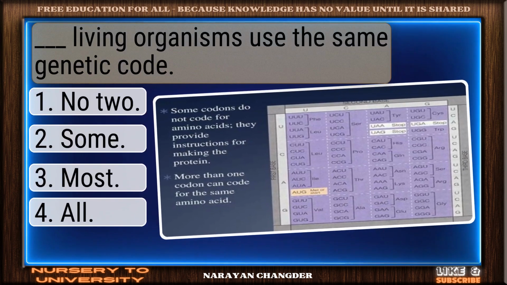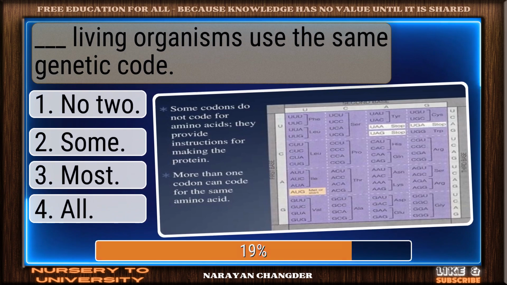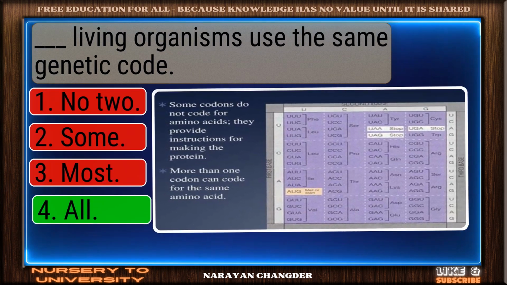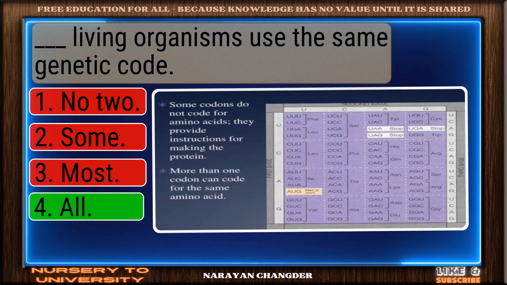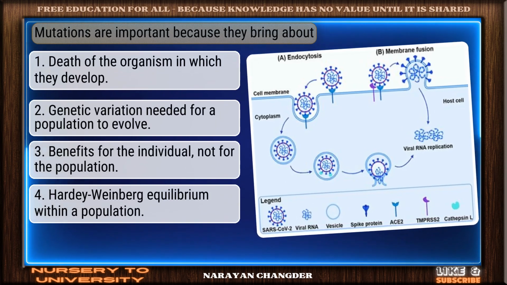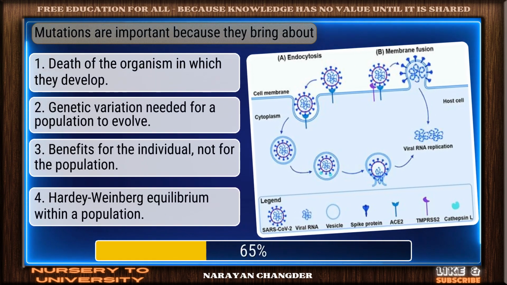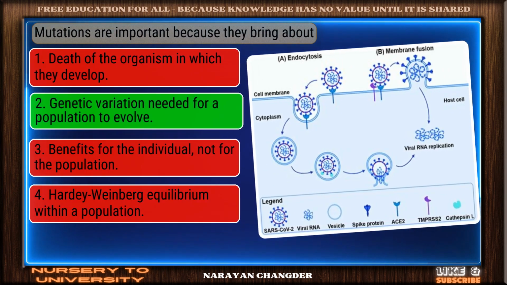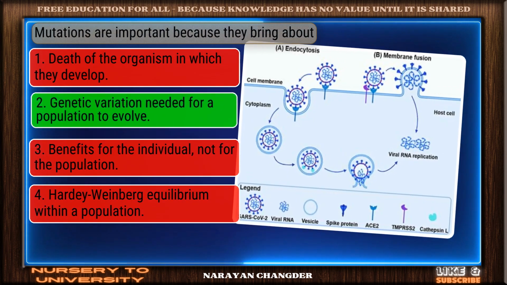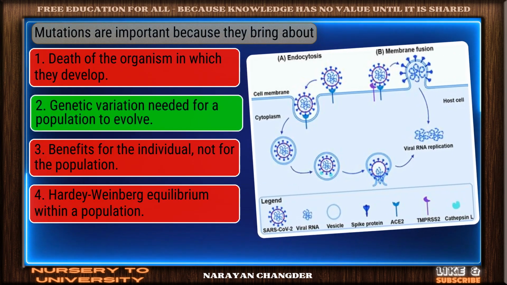All living organisms use the same genetic code. Well done. All is the right choice. Mutations are important because they bring about... Excellent choice. Genetic variation needed for a population to evolve is the right answer.